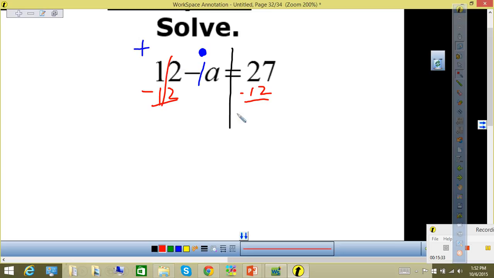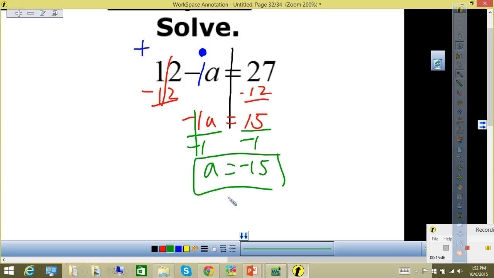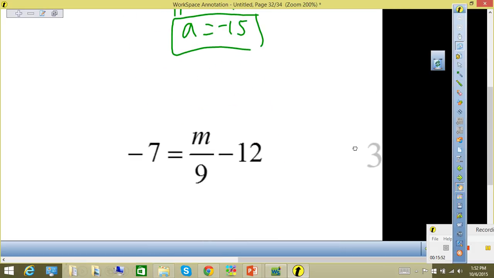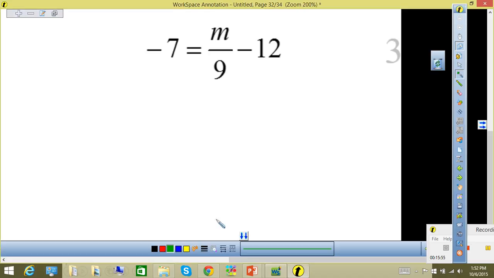We have negative 1a equals 15. Last step, divide by negative 1. A equals negative 15. Hands if you got that. That is correct. All right. Let's go to the next one. Make sure you make a note if you made a mistake on that variable with a negative on it. Line down the equal sign. Focus.